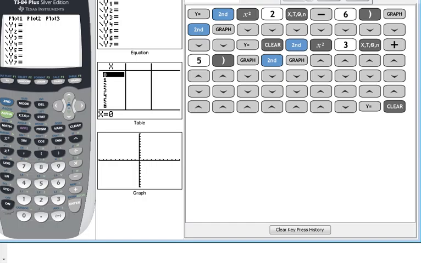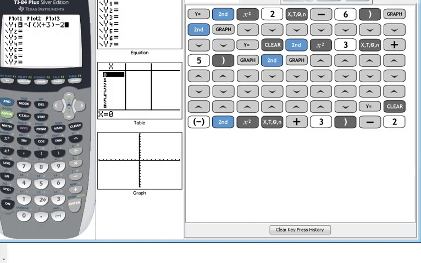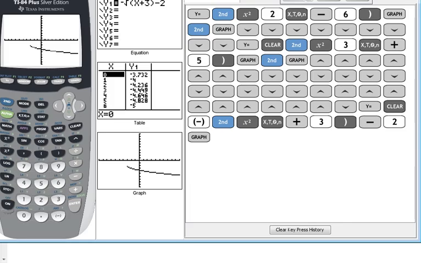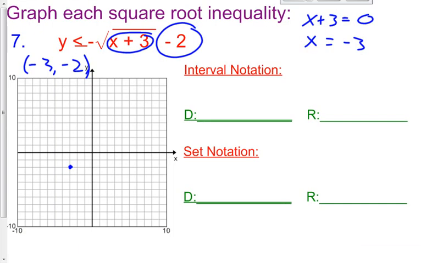So we should have a negative square root of x plus 3. And now we're going to get out of our radical. So some of you might have to press the right button. Others of you just have to close that parenthesis and then minus 2. So we graph this. As you can see, it does start at left 3, down 2, so we did our vertex correctly. And then it's going to go down and to the right. And that's because of our negative sign right here. So it's going to go down and to the right.